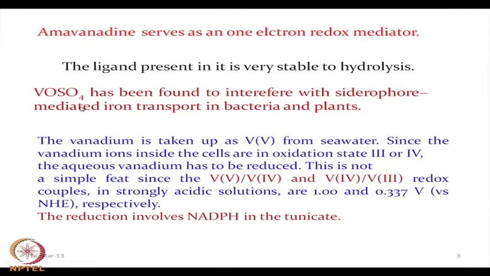So, when a ligand comes into the picture and binds to the vanadium center, the E0 value is reduced and we can use NADPH, nicotinamide adenine dinucleotide phosphate, as the useful biological reducing agent or reductant. In all these tunicates and other systems where vanadium is stored, this vanadium center can be reduced to either vanadium 4 or vanadium 3 and stored over there.